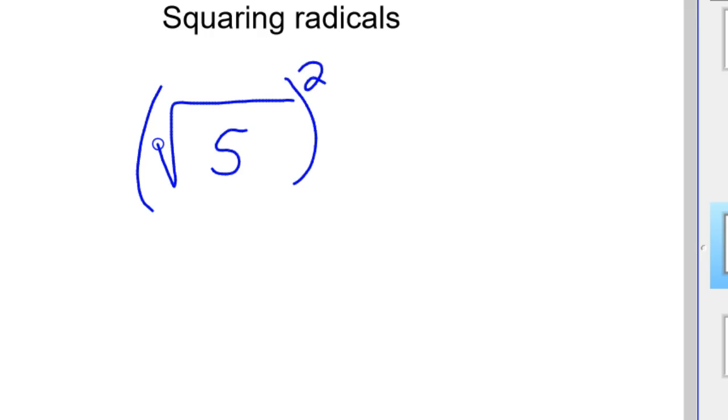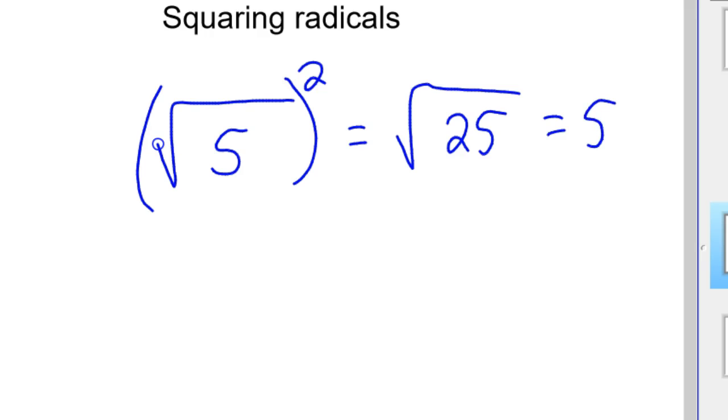The other thing they talk about here, and we'll deal with squaring radicals first. So let's say we had the square root of 5 squared. Well, the square root of 5 squared is really the square root of 25, which is 5. Notice how the square and the square root cross each other out. So you're simply left with the 5.